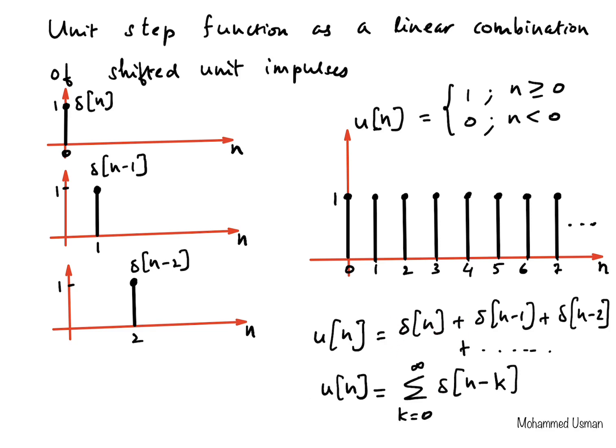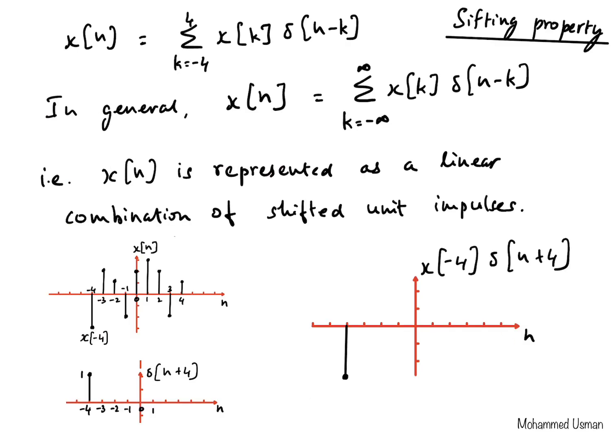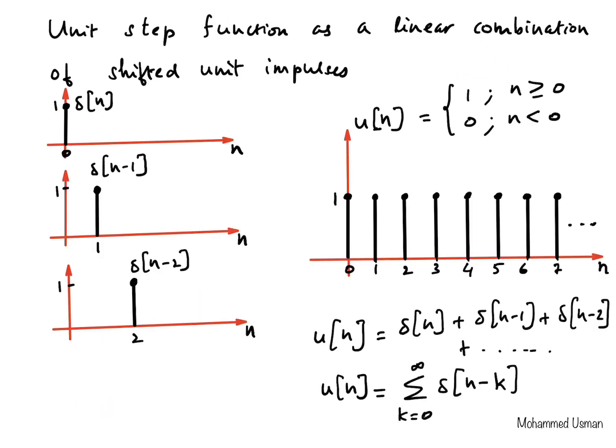So delta of n is multiplied with 1. Delta of n minus 1 is multiplied with 1. Delta of n minus 2 has an amplitude of 1. All of them have the same amplitude, so their scaling factors, or the weights in the linear combination, are all equal to 1 in this case. Unlike the previous case, where we had x of k as our scaling factors or weights. So x of k is the weight of each of the shifted impulses. In this case, for the unit step, each of the weights for the shifted impulse is equal to 1. So we have represented the step function as a linear combination of shifted impulse functions.